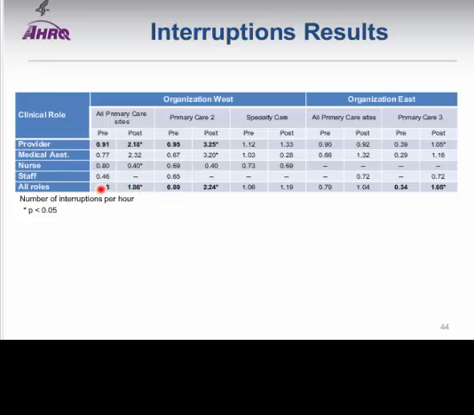per hour. Even though it was less than 1 per hour, we went to close to 2 per hour in the post period, and saw similar or even greater, significant increases in the number of interruptions at the second organization, from 0.34 per hour to 1.05 per hour.